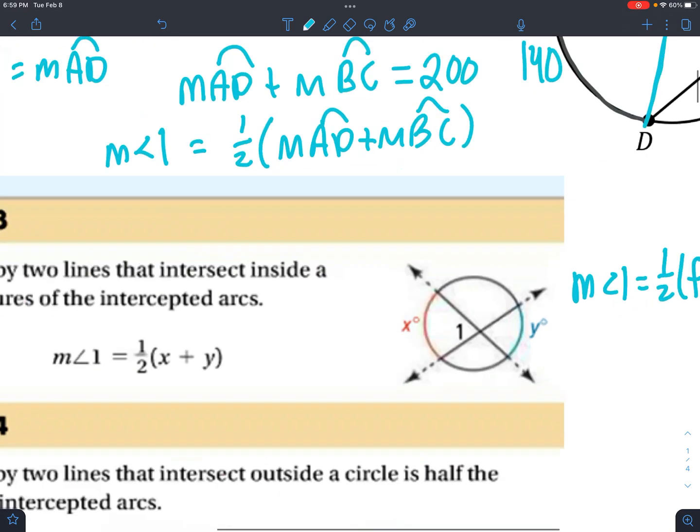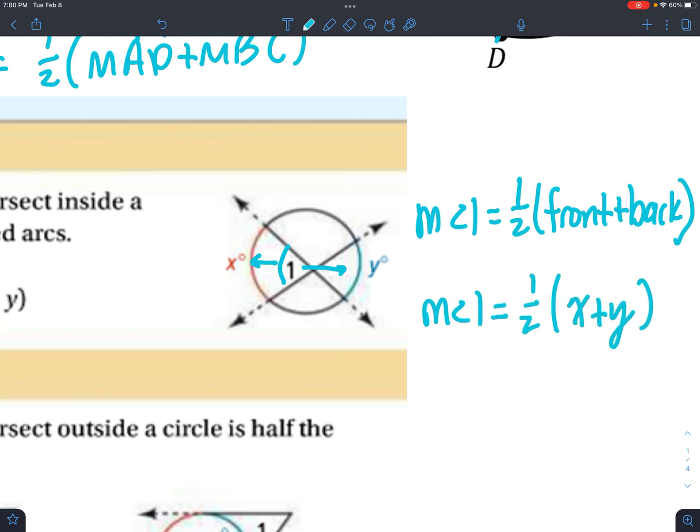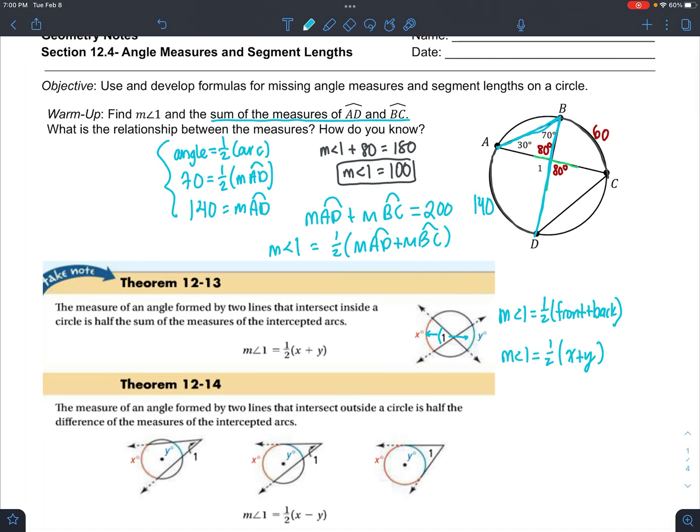It's also an average, if you want to think of it as an average. So for angle 1, it's over here. The front would be x and the back would be y. So that makes sense why the measure of angle 1 is 1/2 x plus y. I didn't give you a proof, but the warm-up kind of gives us some sort of idea with an example. All right.